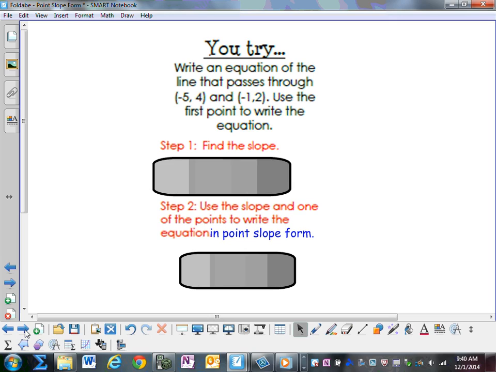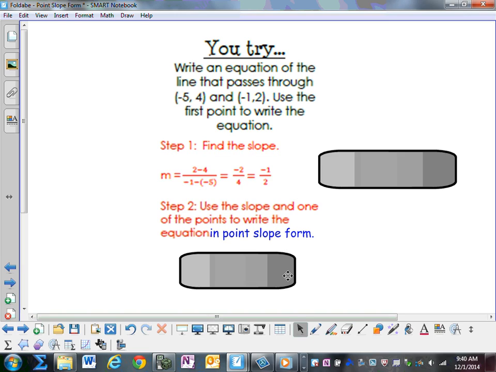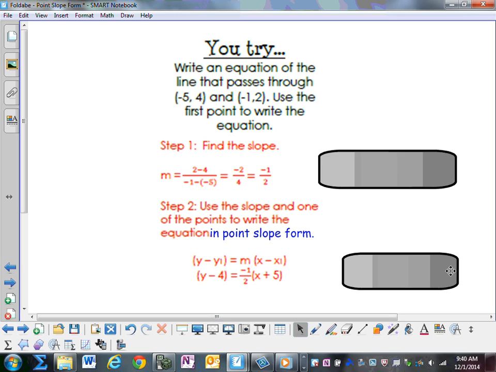Write an equation of the line that passes through (-5, 4) and (-1, 2). Use the first point to write the equation. So again, we find the slope, and then we use the slope and the point (-5, 4) to write the equation in point-slope form. The slope of the line is -1/2. The equation of the line is y minus 4 equals -1/2 times the quantity x plus 5.